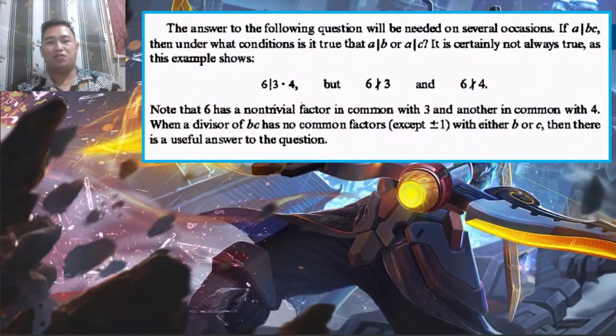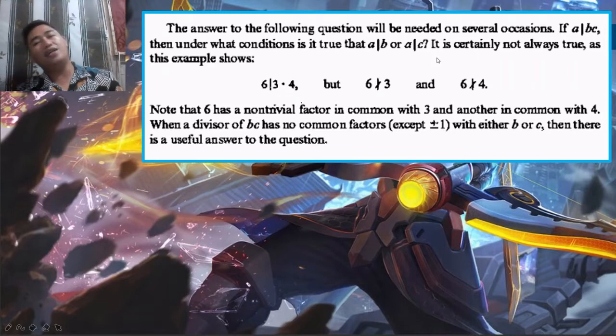Now, to answer the following question will be needed on several occasions. If A divides BC, then under what conditions is it true that A divides B or A divides C? So, yan class. If ang A daw class mo divide ni BC, sa mga condition lain, mo true ni class, si A mo divide kang B or si A mo divide kang C. So, it is certainly not always true. Hindi siya always true class.